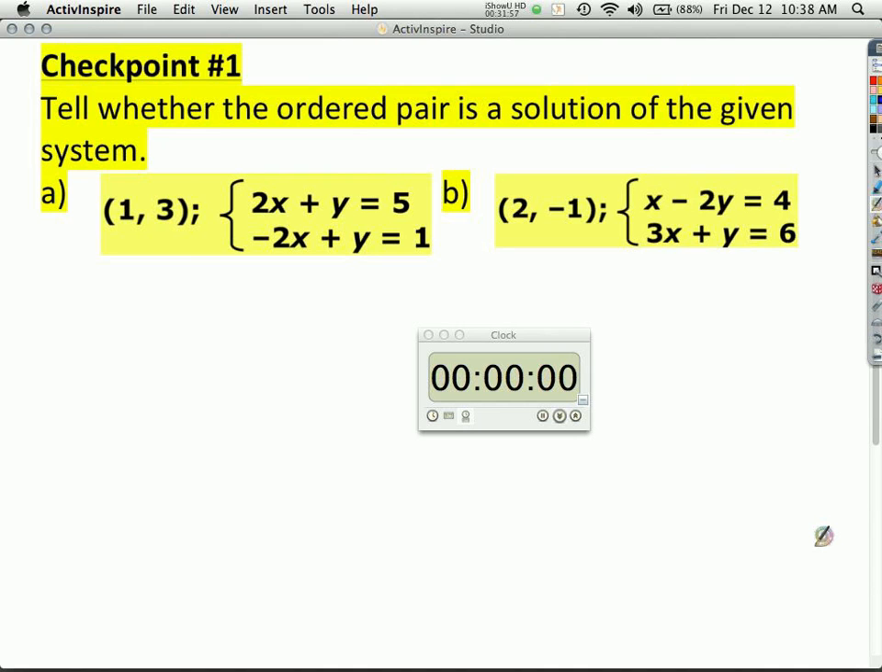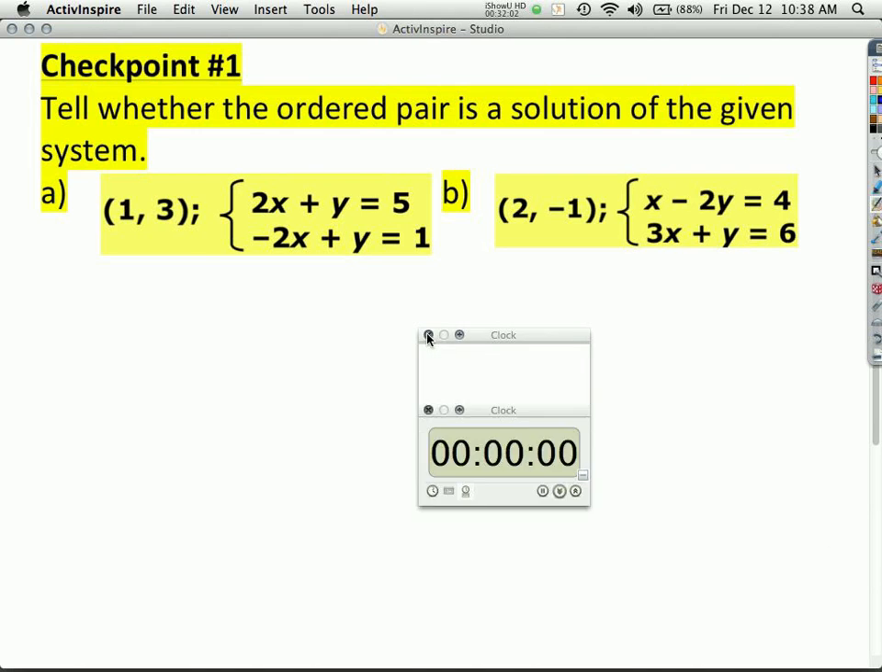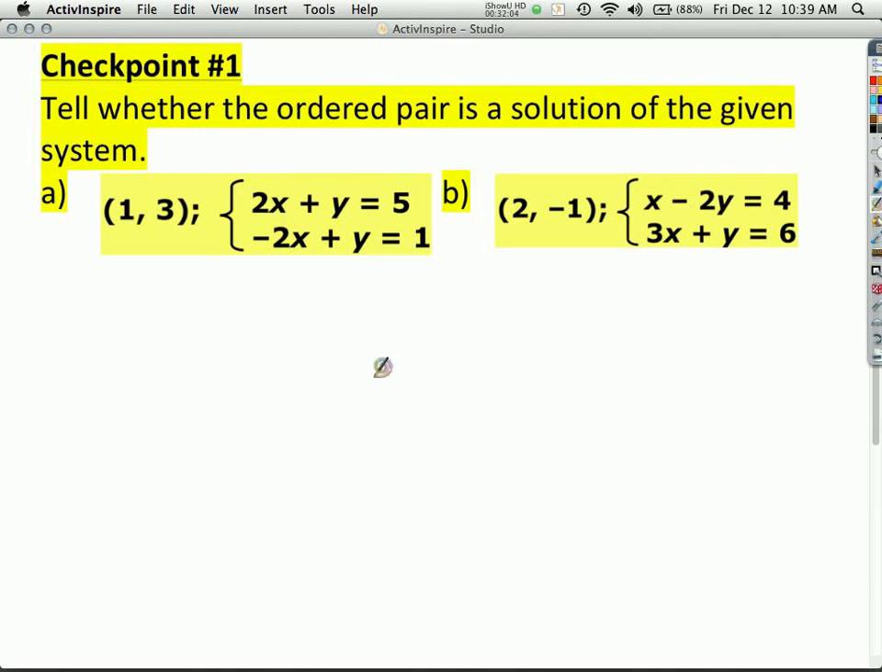Pencils down, pick up your colored pens, and we're going to do this by survey. So everyone get ready. We're on part A. Give me a thumbs up if you think that (1, 3) is the solution to the system. Okay, put your thumbs down. Yes, it is.